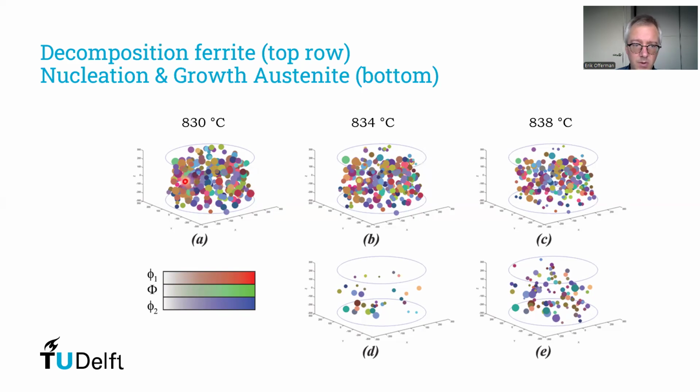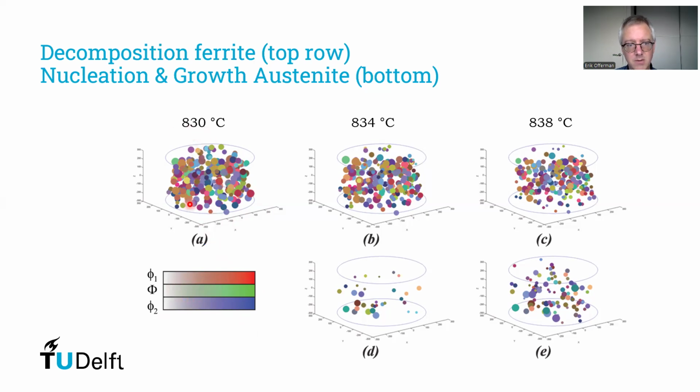We know the volume of the ferrite grains, but we do not know the geometry. So the geometry is not known, and hence we indicated it here by spheres. And the spheres are a little bit smaller than what they should be, but that's for representation purposes. Otherwise, you could not see the entire sample. And the color coding is related to the crystallography of all the ferrite grains.